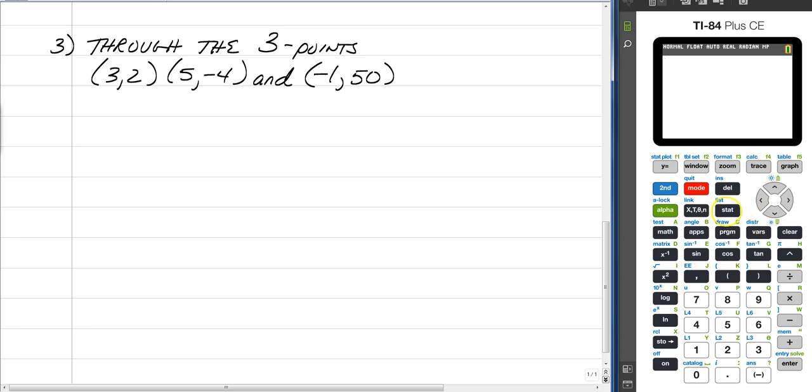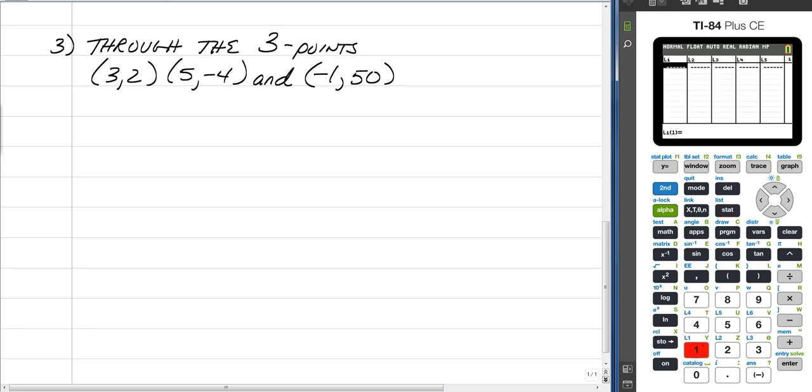And to do that, you need to press the Stat button. And the Stat button is where we're going to edit a list. So you want to press number 1 on the Edit menu. And it's going to give us L1 and L2. So that's going to be list 1 and list 2. But we are going to tell the calculator that L1 is our X coordinates and L2 is our Y coordinates. So the first thing you're going to want to do is type in the X's in order. So 3, 5, -1. So we have 3, enter, 5, enter, -1, enter.